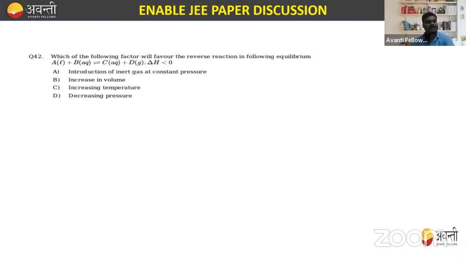Which of the following factors will favor the reverse reaction in the following equilibrium? Okay, so this question is basically based on the Le Chatelier principle. It comes from the chemical equilibrium chapter. So what they are asking: which of the following factors will favor the reverse reaction in the following equilibrium? That is A liquid plus B aqueous gives us C aqueous plus D gas, and delta H is less than 0. What does it mean? That is delta H is negative. So in this question, delta H is negative. Okay, and we want to reverse this reaction.